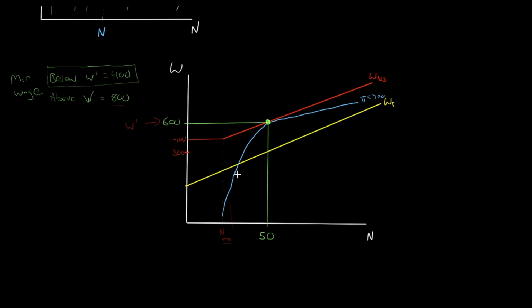But what happens if we do this guy? Well, let's go take a look. Let me clean this up and then we'll restart and take a look at a minimum wage set above wage prime. So we'll set a minimum wage at 800. Okay, let's say we set our minimum wage now at $800.